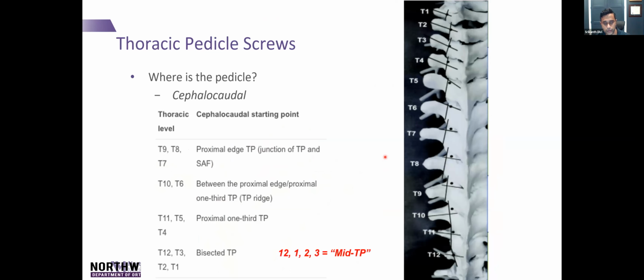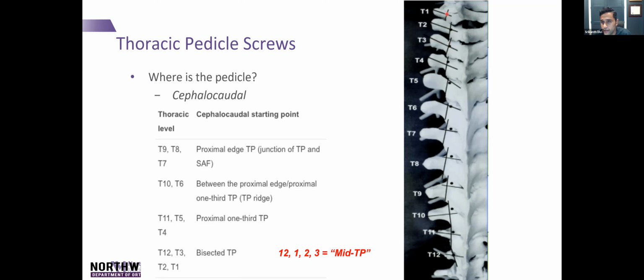One mnemonic I was told that I think really helps me is 12, 1, 2, 3 equals mid TP. So you find the TP of T1, T2, T3, the midline, and then remember you have your mid facet line that you don't want to be medial about, so you're going to be lateral to that, and then you're going to be cranial-caudally in line with the T3, so you're going to be starting about right here.